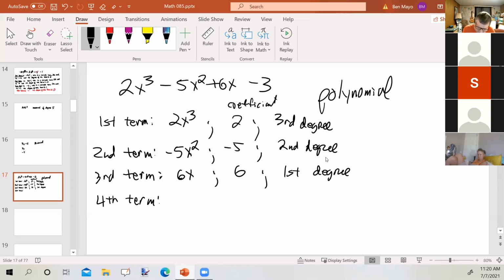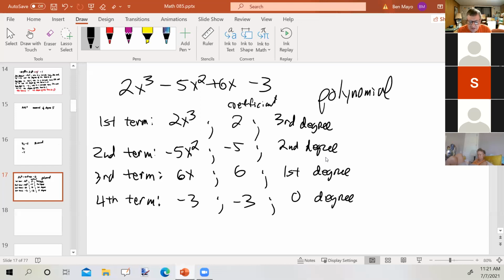What's the fourth term? -3. And its coefficient is also -3. What's the degree of the term? 0. Good. All right, now, when you have a polynomial, like we have here, and you're analyzing it term by term, you do what we've got going on here. But what if we want to talk about the degree, excuse me, of the entire polynomial?